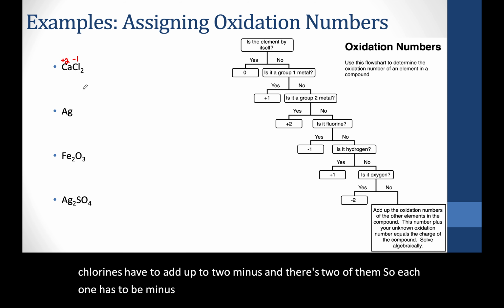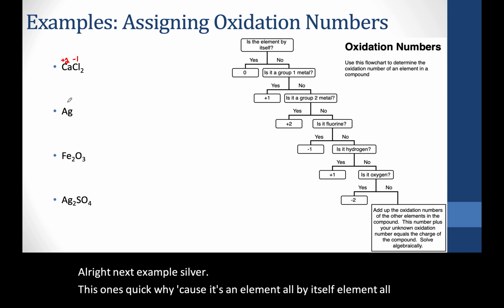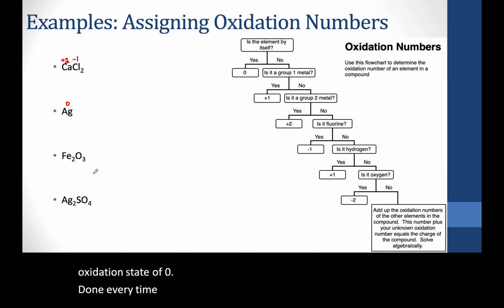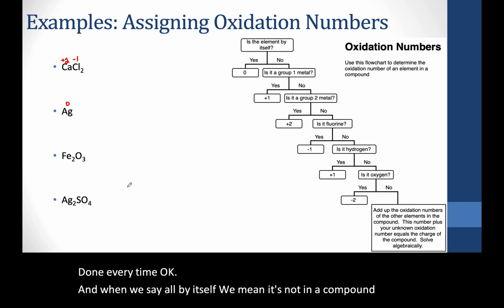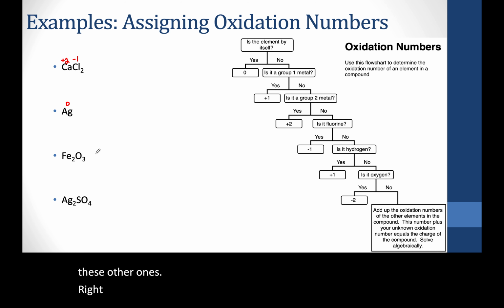Okay? All right, next example, silver. This one's quick. Why? Because it's an element all by itself. An element all by itself is always an oxidation state of 0. Done, every time, okay? And when we say all by itself, we mean it's not in a compound like all these other ones, okay? All right, we have iron oxide here.